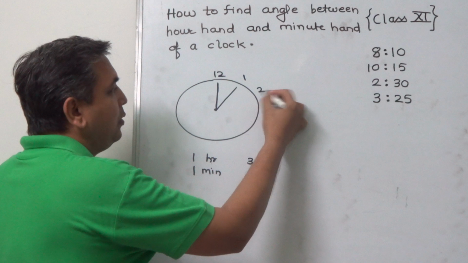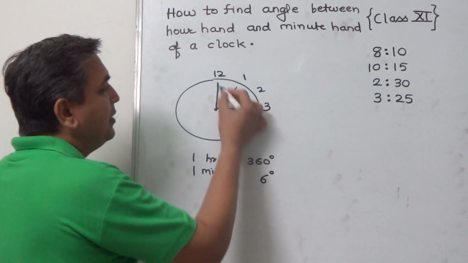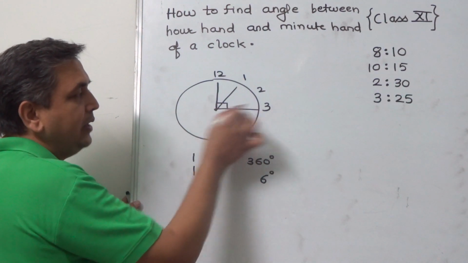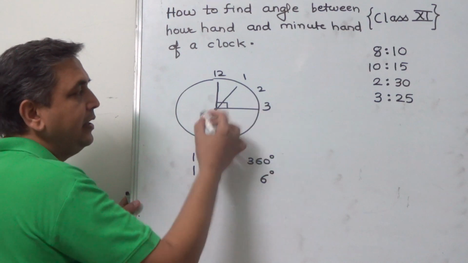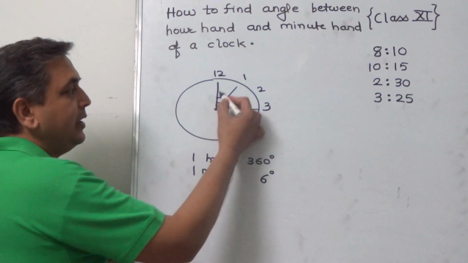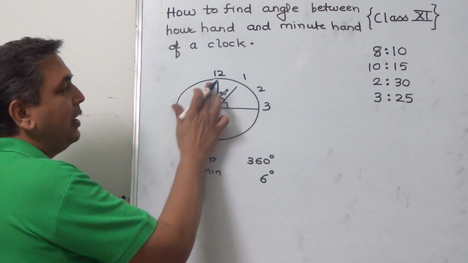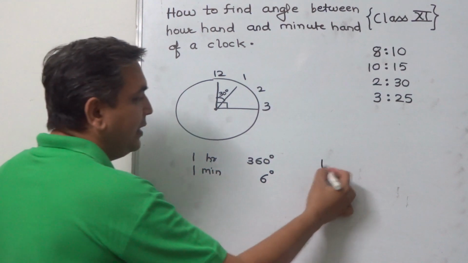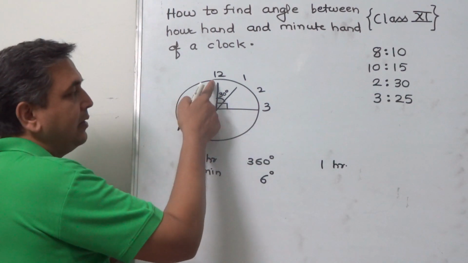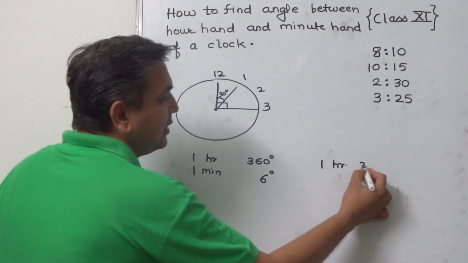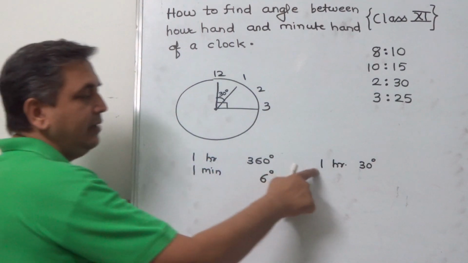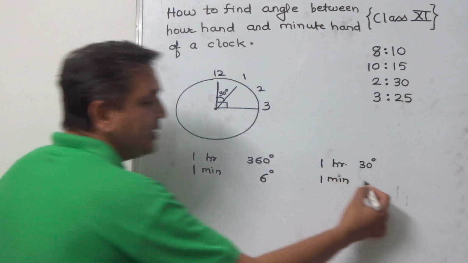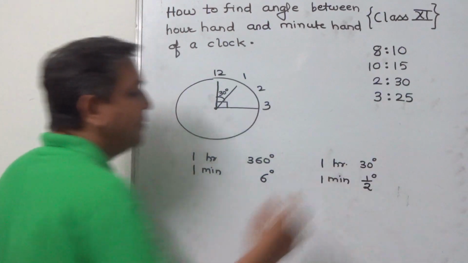Now we consider the hour hand. This is 1, 2, 3. We see from 12 to 3 this is 90 degrees. So 1, 2 and 3 must be 30 degrees, 30 degrees, 30 degrees. So 12 to 1 should be 30 degrees. And we know the hour hand moves from 12 to 1 in 1 hour. So in 1 hour, the hour hand covers 12 to 1, that is 30 degrees. In 1 minute, 30 divided by 60, that is 1 by 2 degrees.